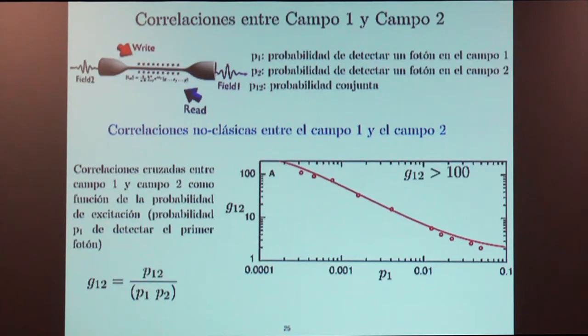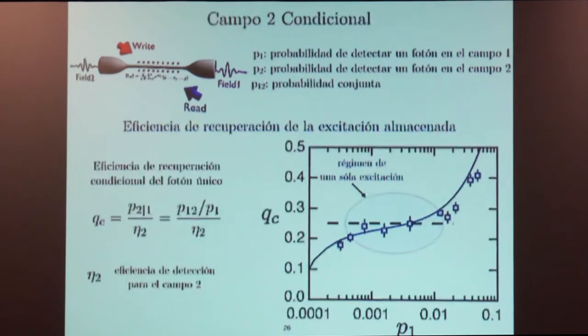They are correlated, okay? But that doesn't tell me much about the single excitation that I created in this array of atoms. So what I need to calculate is the QC parameter, which you can understand as the efficiency that I have in order to recover the second photon once I have detected the first photon. Okay? I wanted this to be super high, but I'm limited in this part to be around 25.